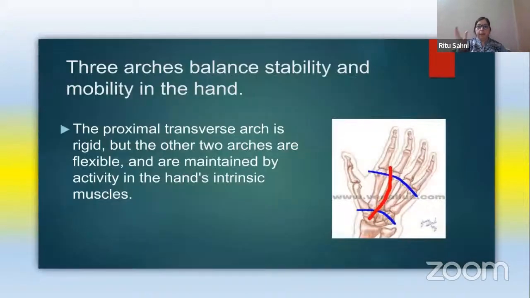And then there are the three arches in the hand, which provide the stability and mobility of the hand. So this is the proximal, this is the distal, and this is the lateral arch. Like in the foot, we have seen the medial, lateral and transverse arches. The same here: the proximal and the distal and also the longitudinal, which maintain the activity of the intrinsic muscles with the help of maintaining the arches.